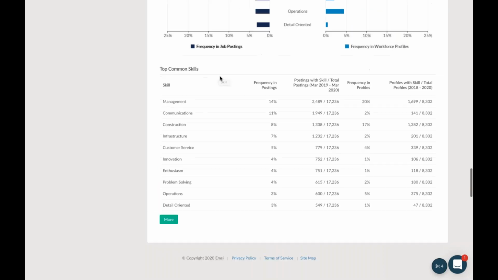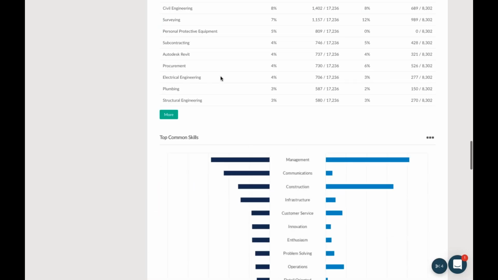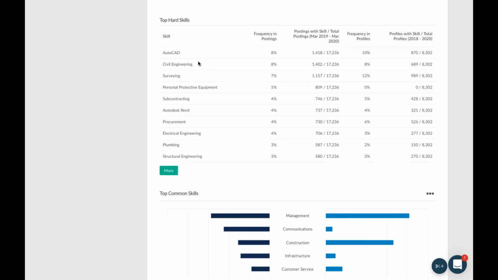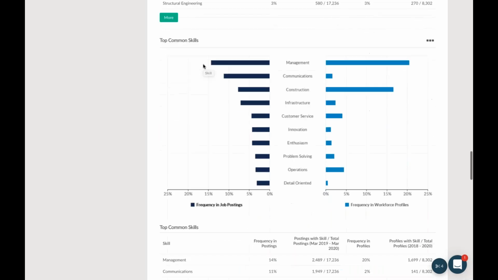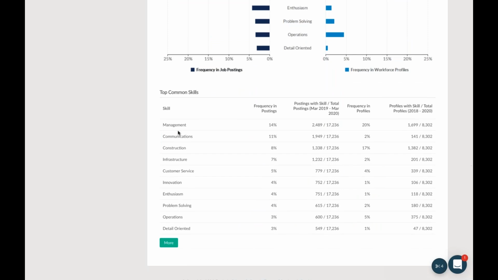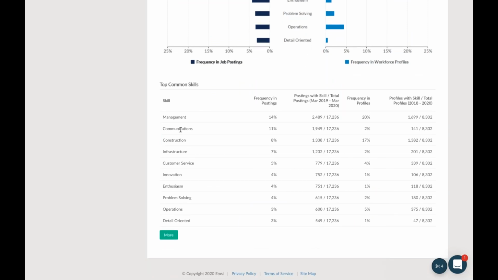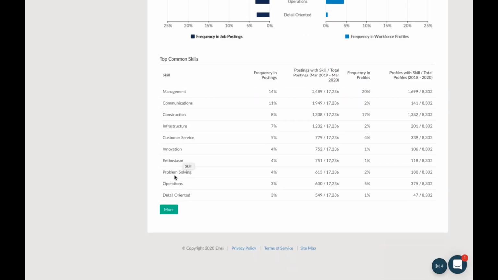Communication appeared in 11%, which is higher than any of the hard skills. It's even higher than AutoCAD. So it shows you how important communication and management are as skills. And then getting down into things like problem solving, detail oriented, which is attention to detail. Again, it just shows you the types of common skills which employers are asking for, and those are things which can easily be taught, easily be added into a study program or into tutorial sessions.